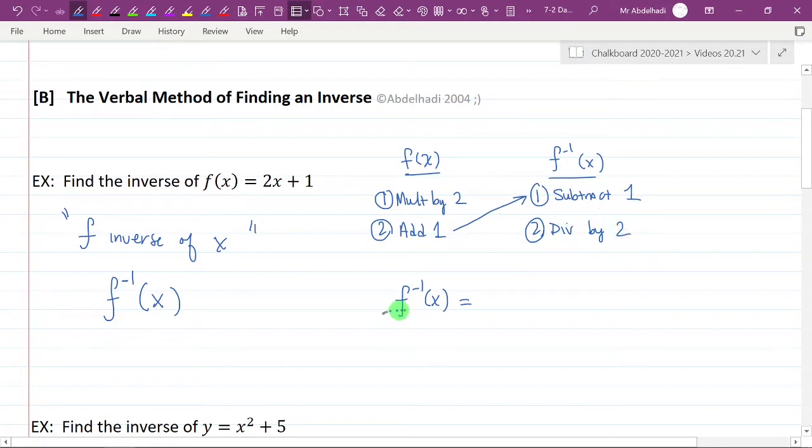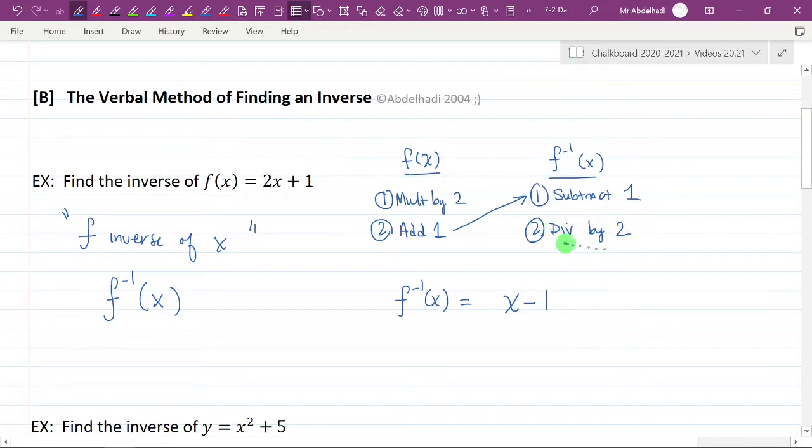Well, you start by writing the name of the function and an equal sign. Then you start by writing the letter x. That must be your first step. Now, look at the first step here. It says, subtract 1. So come down to here, whatever's over here, you're going to subtract 1 from it. So this becomes x minus 1.